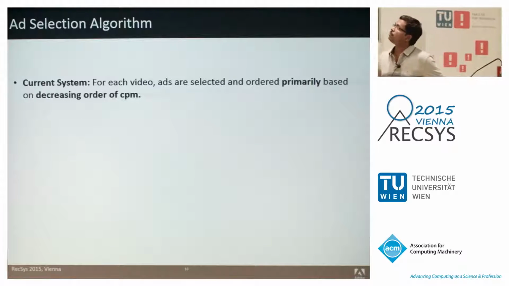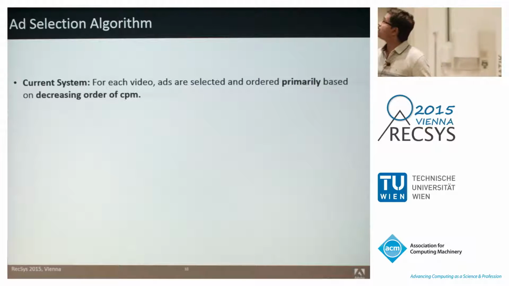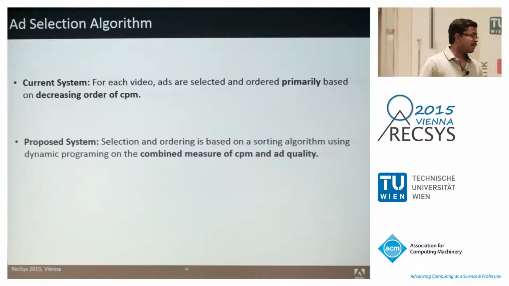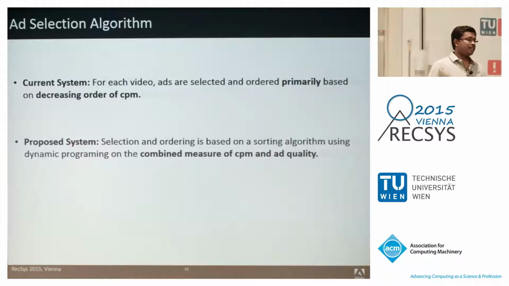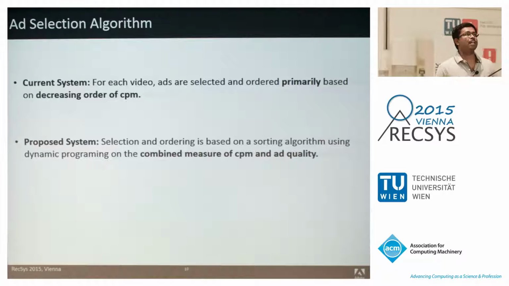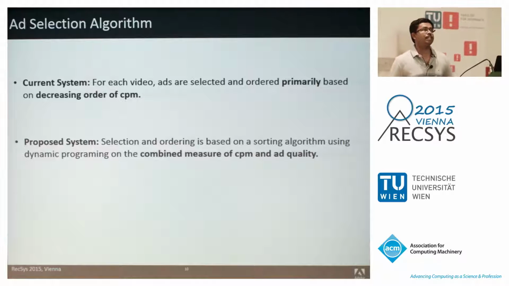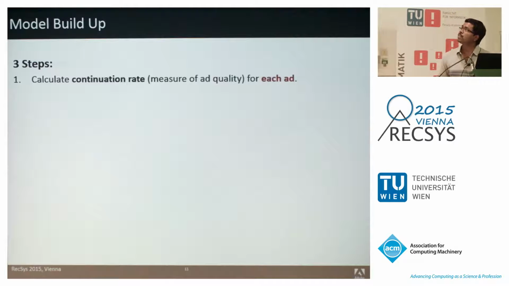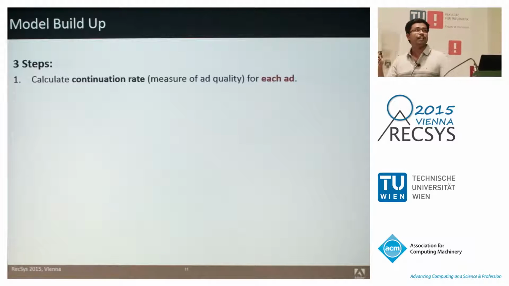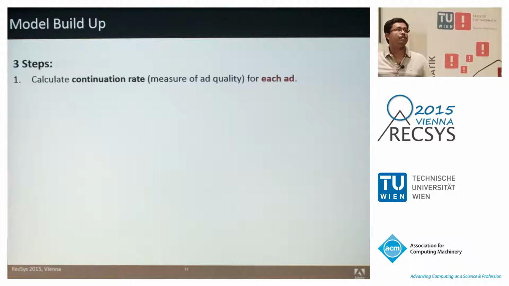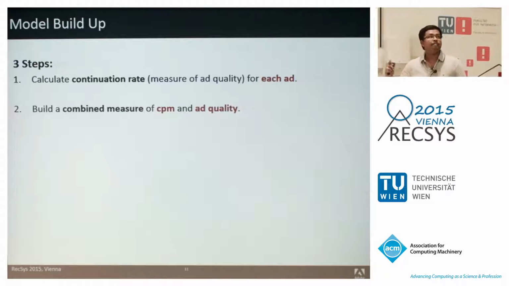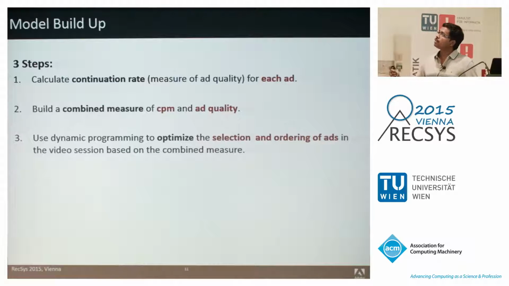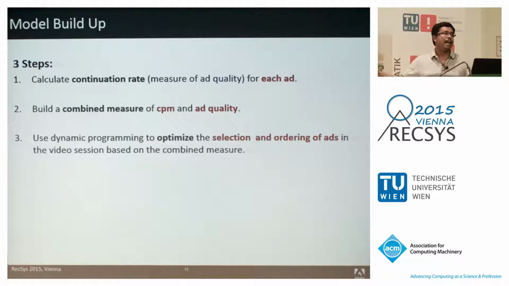Now, the current system is that for each video, ads are selected and ordered primarily based on price. What we are suggesting is, let's select the ads based on a combined measure of CPM and ad quality, through a global optimization technique. So in our model, we go through 3 steps. The first step is to calculate the continuation rate for each ad, which is kind of the quality measure. Next is to build a combined measure of price and quality, a collective measure. And finally, use a dynamic program to select and order the ads.